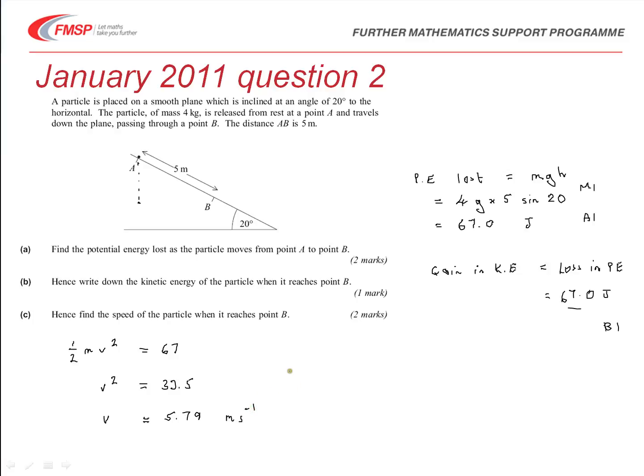Again, just 2 marks for that. 1 for your method mark of using the fact that half mv squared must equal 67, and then an appropriate rearrangement and determining the value correctly will give you your second mark.